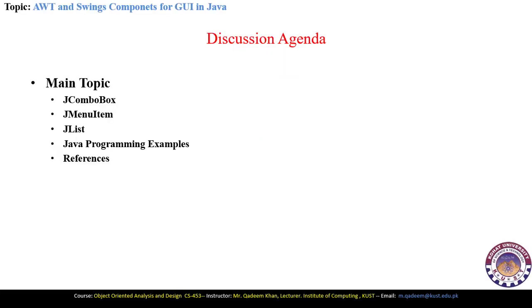This is the discussion agenda. It contains the topics of JComboBox. Also we have the topics of JMenuItems. Also we will explain the JList. All these three are important controls of the GUI, that is the graphical user interface. We will explain each and every one with Java programming examples, and at the end we have the references. So this is a practical lecture, so you must focus on it.